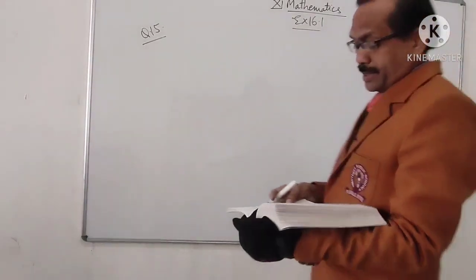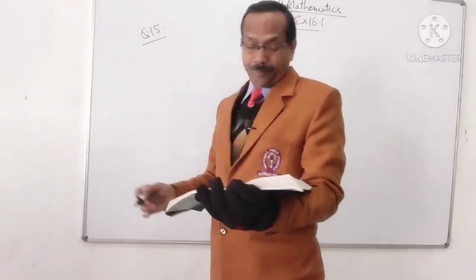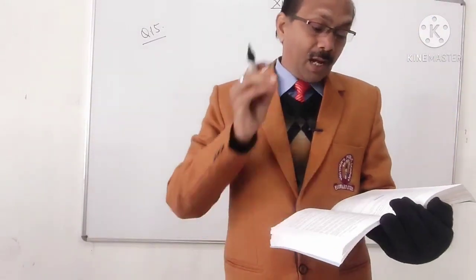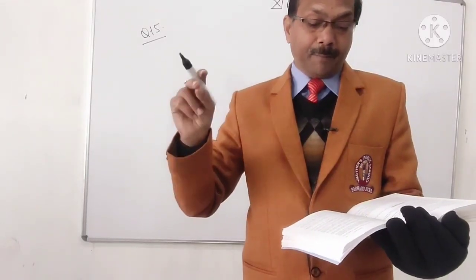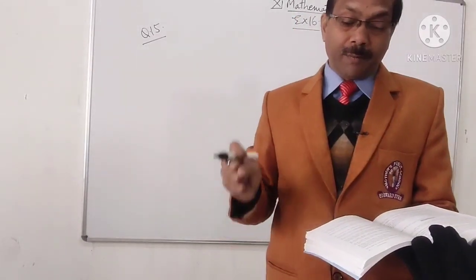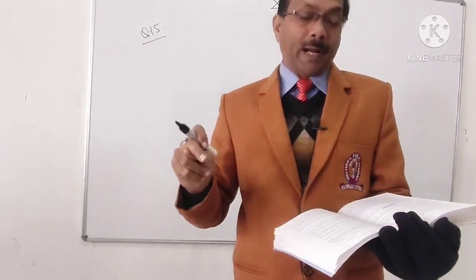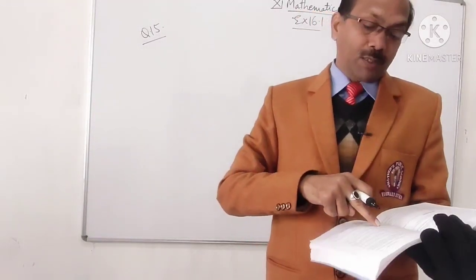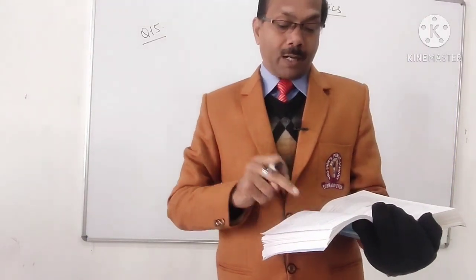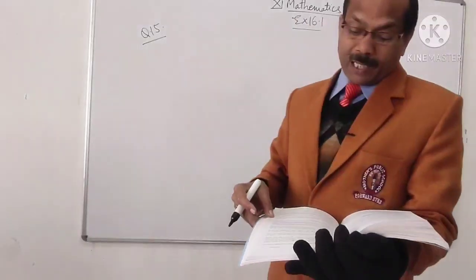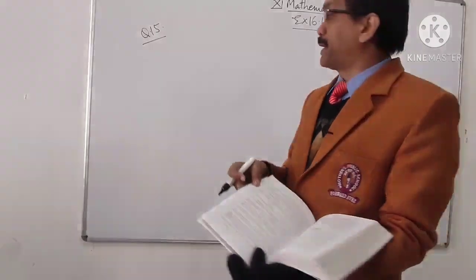Now student, next is question number 15. Here the question is: a coin is tossed. If it shows a tail, we draw a ball from the box which contains 2 red and 3 black balls. If it shows head, we throw a die. Find the sample space for this experiment.